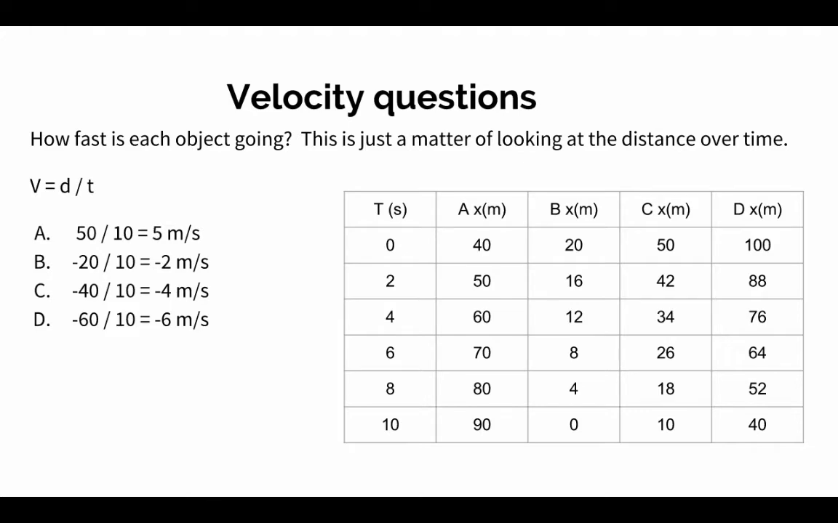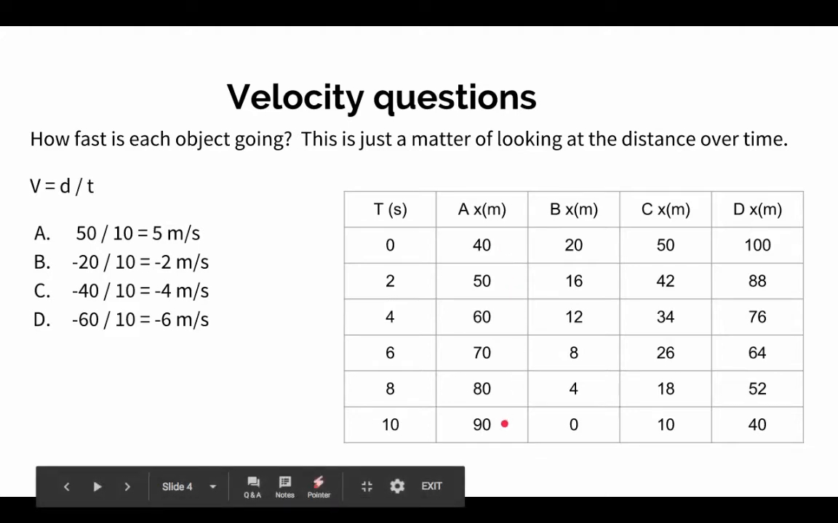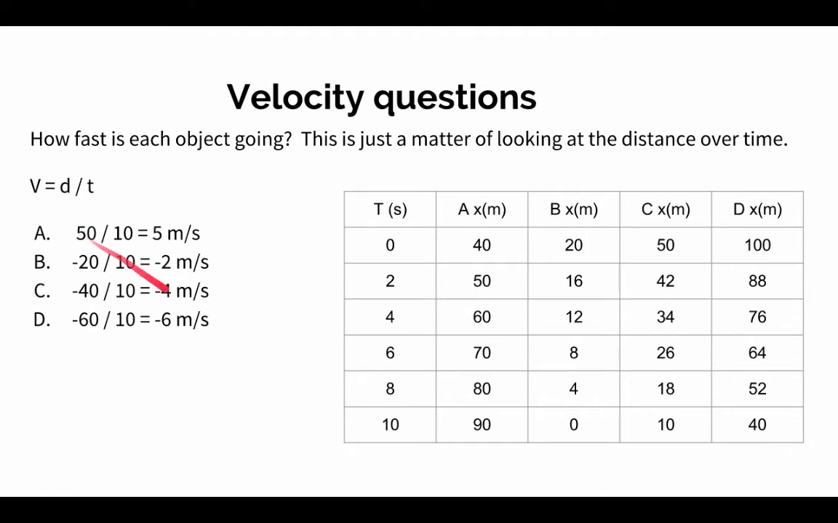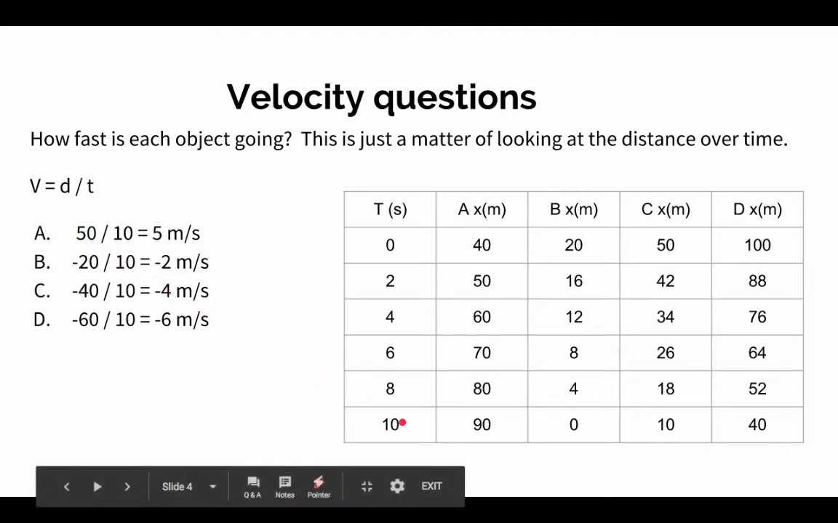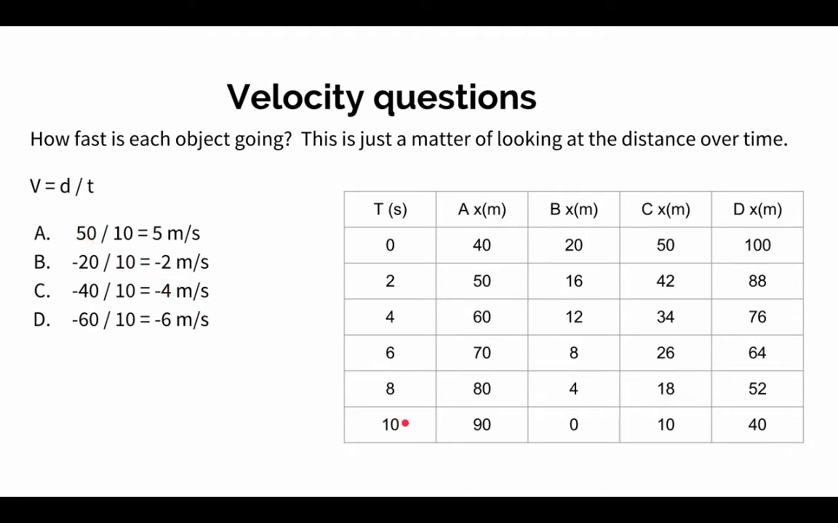Velocity questions. How fast is each object going? This is just a matter of looking at distance over time, because remember, velocity is distance divided by time. So object A went from 40 to 90. That's 50 in 10 seconds. That's 5 meters per second.